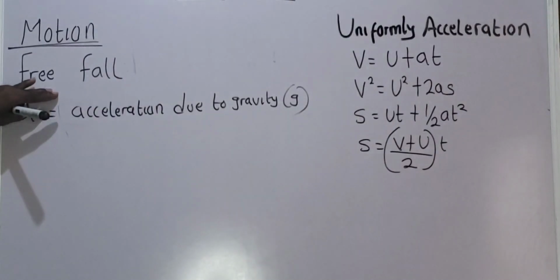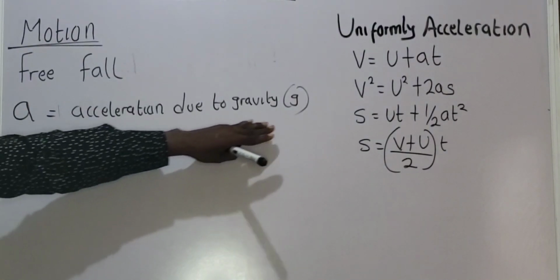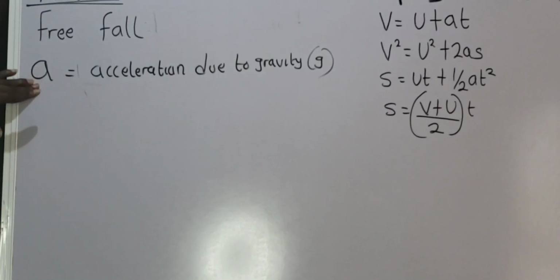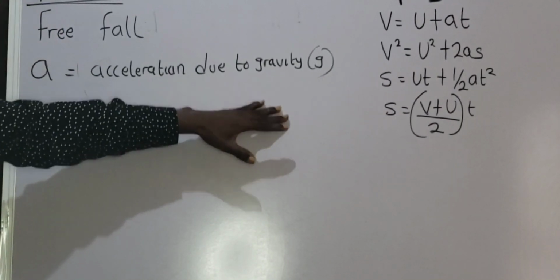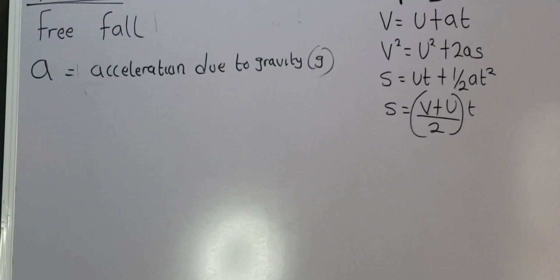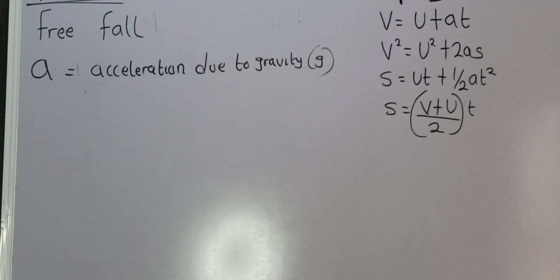So under free fall, we represent the acceleration as acceleration due to gravity. We represent the acceleration under free fall as acceleration due to gravity because every object that goes up and comes down is acted upon by the force of gravity, because gravity is the force that causes an object to come down. You understand? So a is represented as acceleration due to gravity.